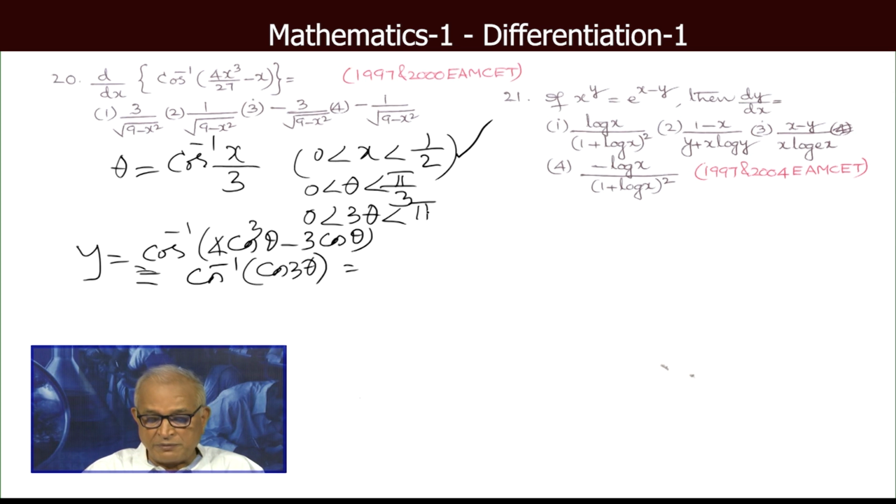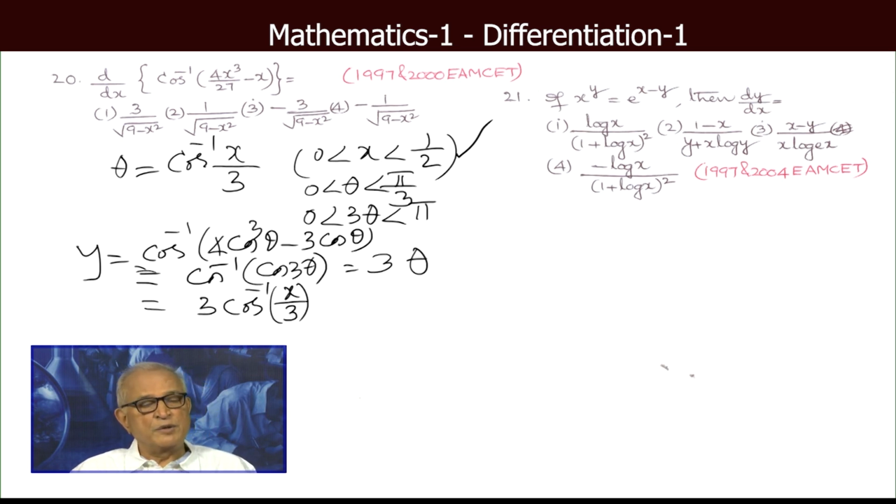Now, because 3 theta lies between 0 and pi, that is because theta lies between 0 and pi by 3, that is because x lies between 0 and 1 by 2, you can write it as 3 times r cosine x by 3. That is why, in the simpler form, 3 times r cosine x by 3 when compared to r cosine 4x cube by 27 minus x is very handy for finding the derivative. Am I clear?